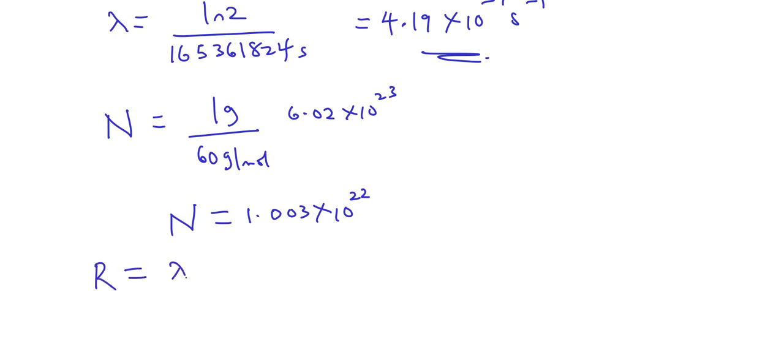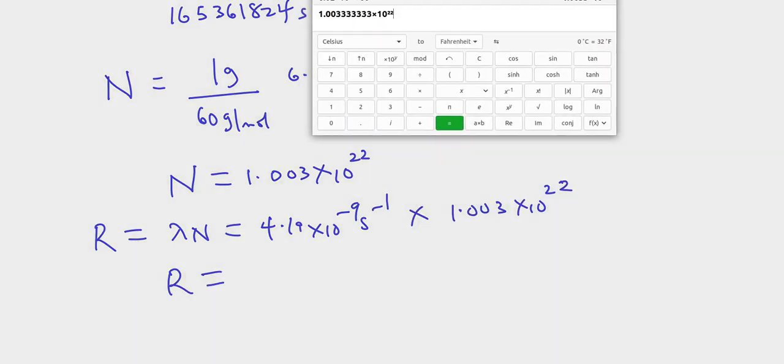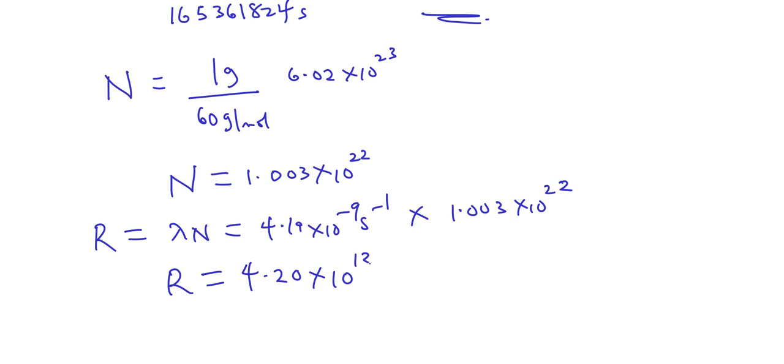Therefore, the activity R equals lambda N, where lambda is 4.19 times 10 to the power minus 9 per second, multiplied by the number of nuclei present, which is 1.003 times 10 to the power 22. That's for the 1 gram. So we just multiply 4.19 times 10 to the power minus 9 by that, and that is approximately 4.2 times 10 to the power 13 decays per second, or becquerel.